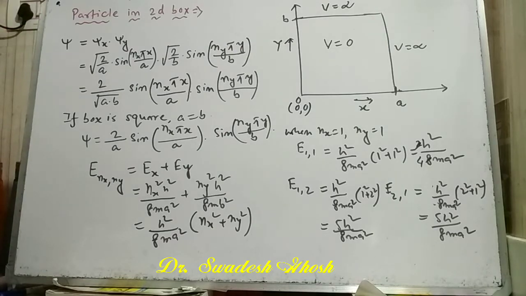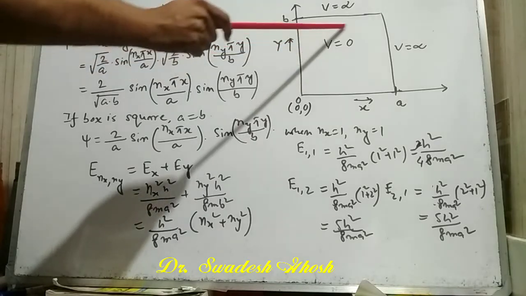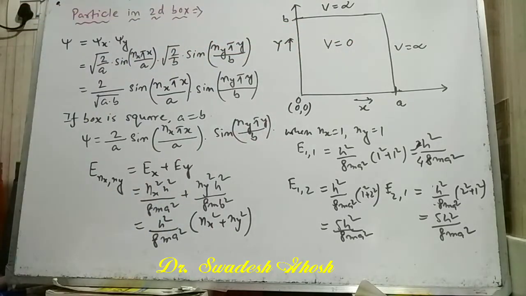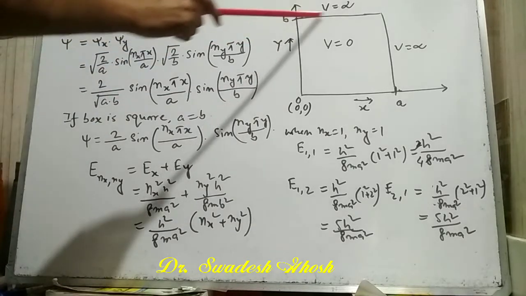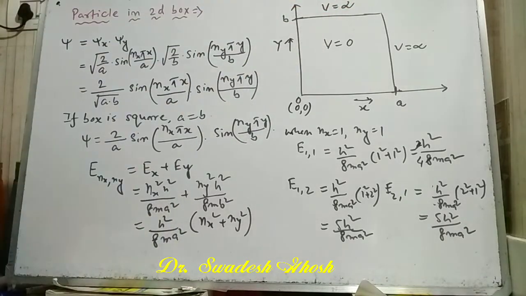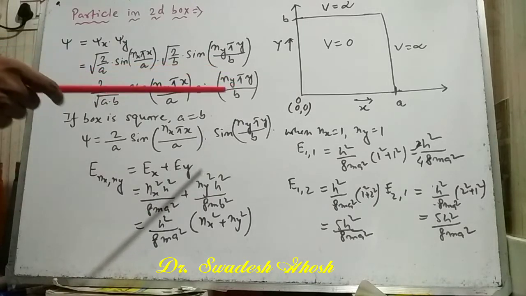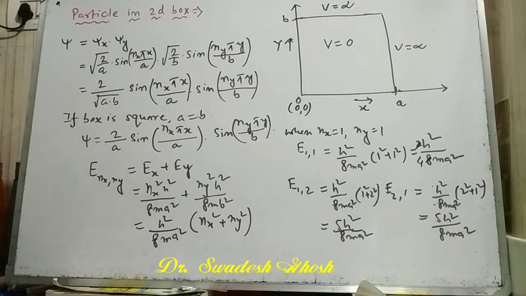The potential energy of the particle inside the box is 0, whereas the potential energy at the boundary and outside the box is infinity. Now the wave function of the particle in a two-dimensional box depends on the coordinates. Therefore, the wave function of the particle in a two-dimensional box is the product of psi x and psi y.